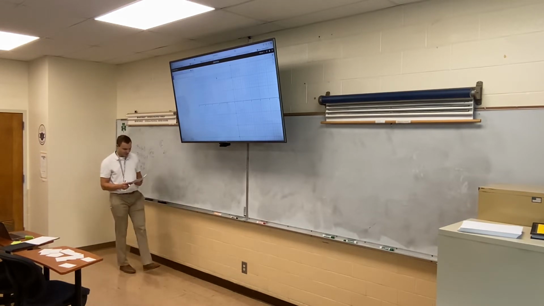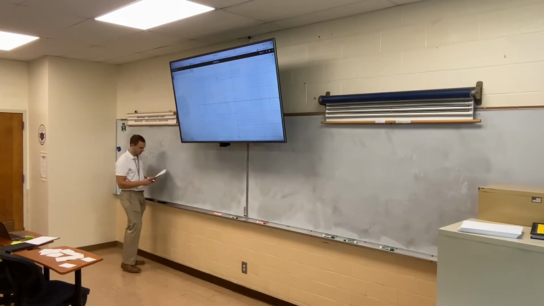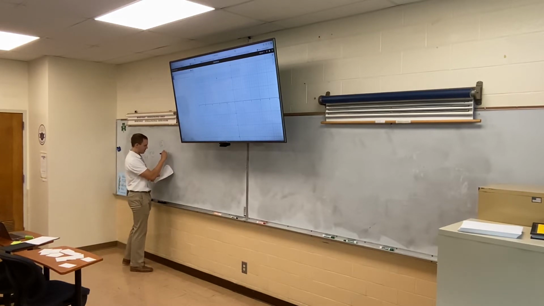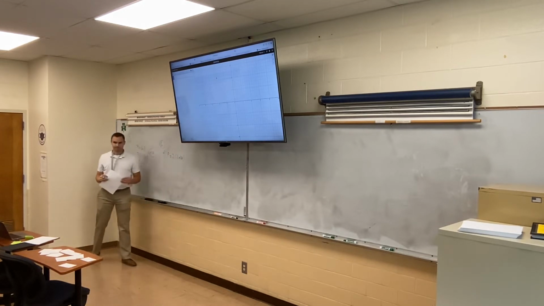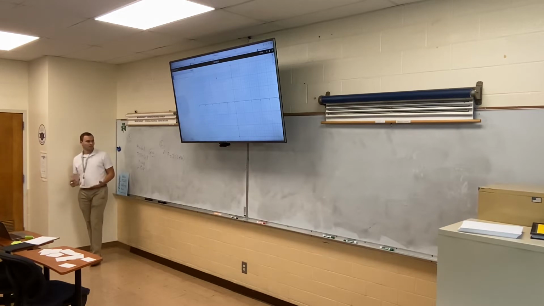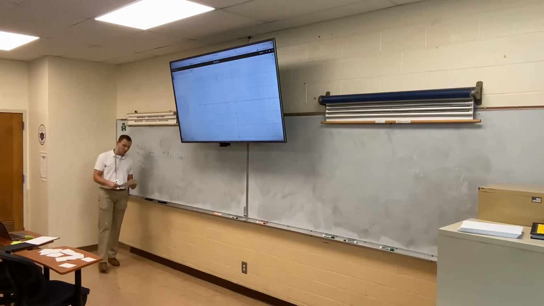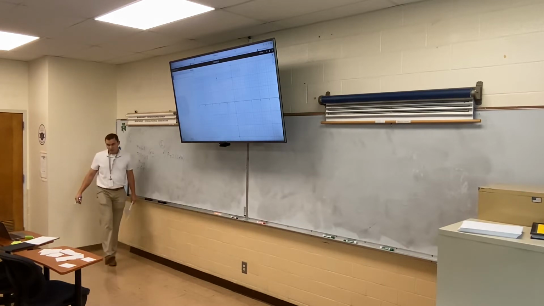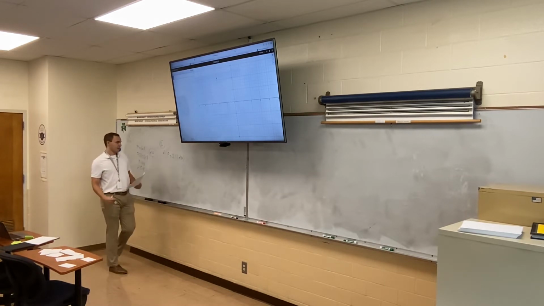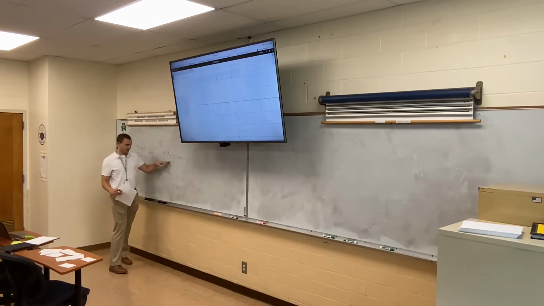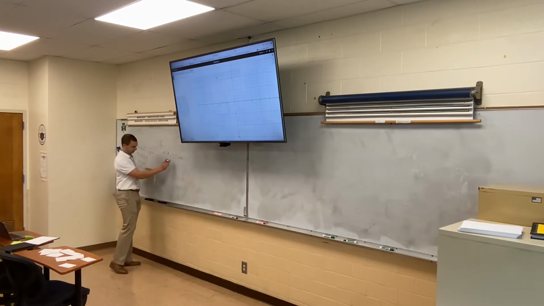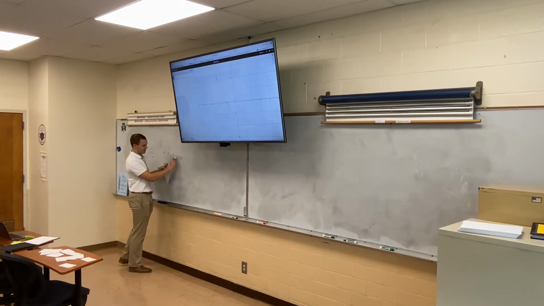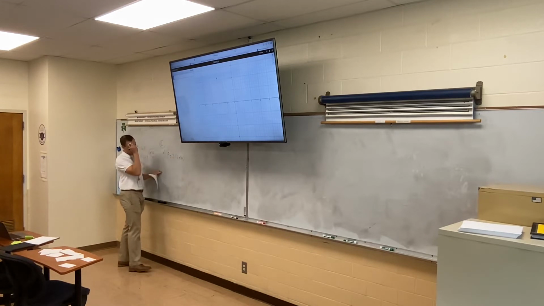6a, solve for the indicated variable. So P equals 2 times the quantity L plus W. Okay, so we're going to solve for W. What does it mean to solve for W? Get it by itself. It doesn't matter that we have multiple variables, we're just going to leave it in terms of P and L.